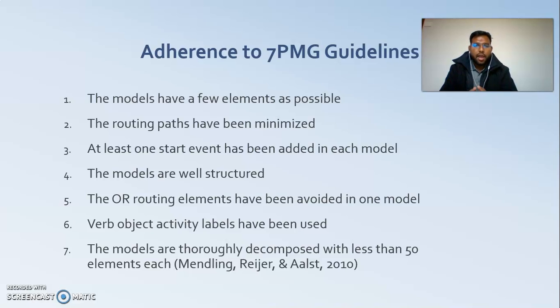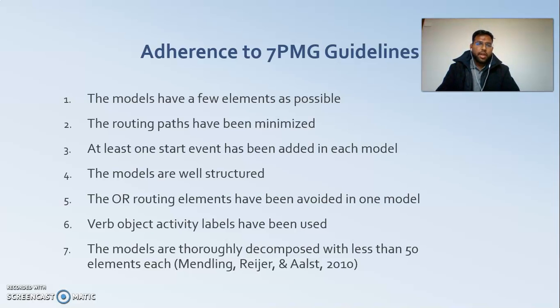The OR routing elements should be avoided in a model. Avoiding OR routing elements means a model has only XOR connectors and is less error prone, since OR leads to paradoxes and implementation problems. My next guideline: the verb-object activity label should be used. This briefly describes how labeling styles are used in actual process models and discloses the extensions of two popular styles.